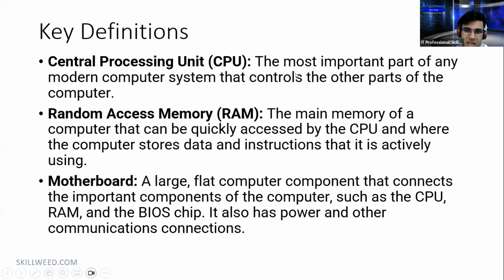So the CPU is the most important part of any modern computer that controls the other parts of the computer. We will come to that, how a CPU looks. This is RAM, random access memory, the main memory of the computer that can be quickly accessed by the CPU, and where the computer stores data and instructions that it is actively using. Whenever you have the power on your desktop system, the RAM will work. When you turn it off, it will turn off. So you can also call it temporary memory, okay?